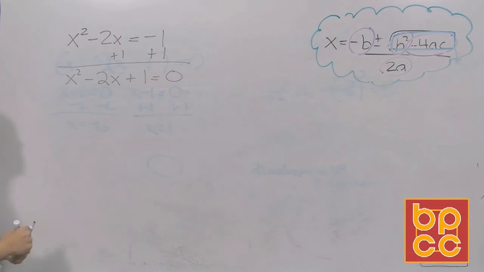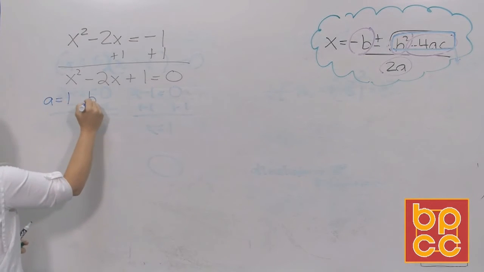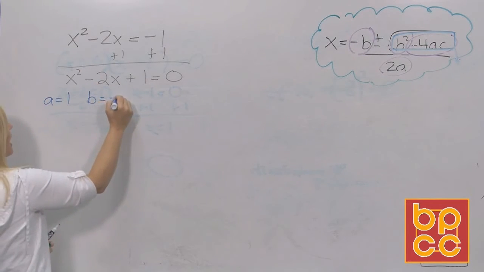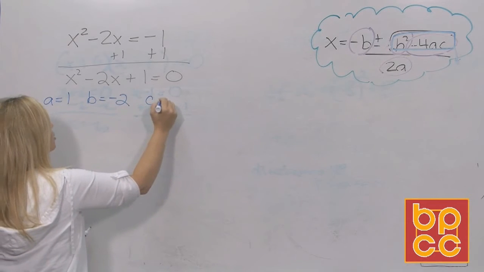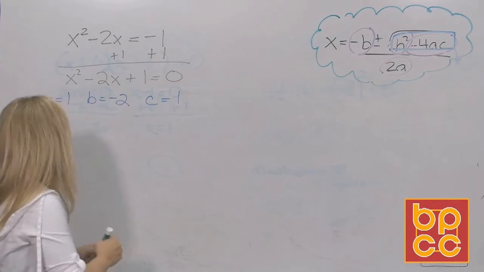I highly suggest you write them down. A is always in front of x squared, it's 1. B is always the coefficient in front of x, that's -2. And c is your constant, 1. Now you're going to substitute them in the formula. And again, take it into the 4 parts.